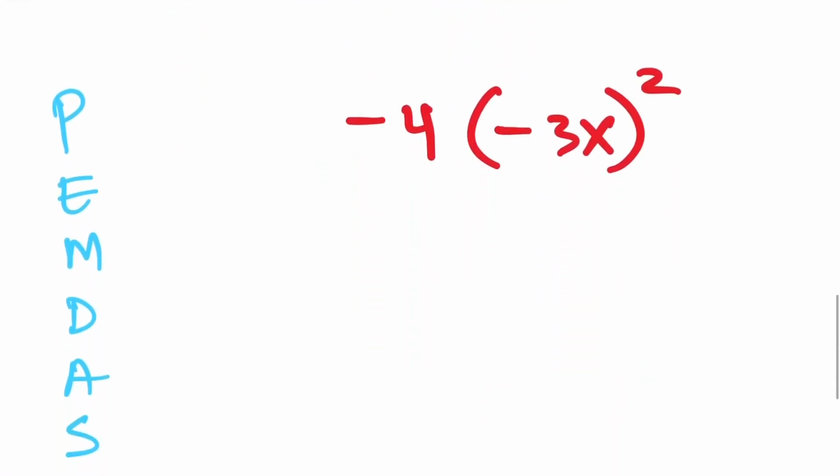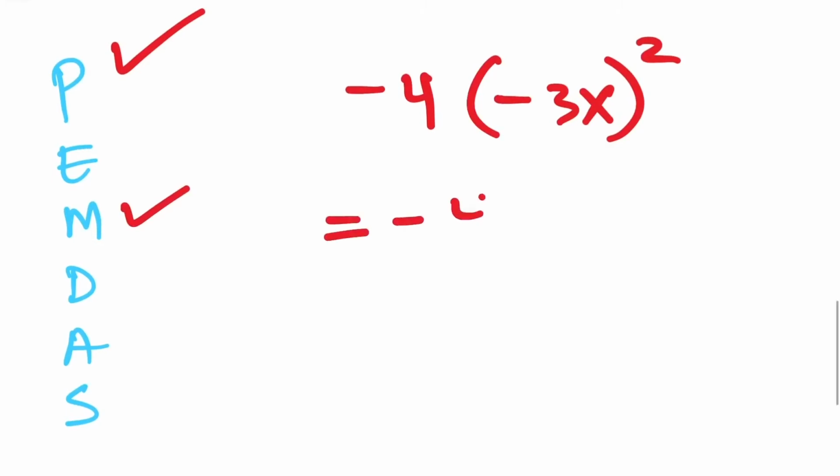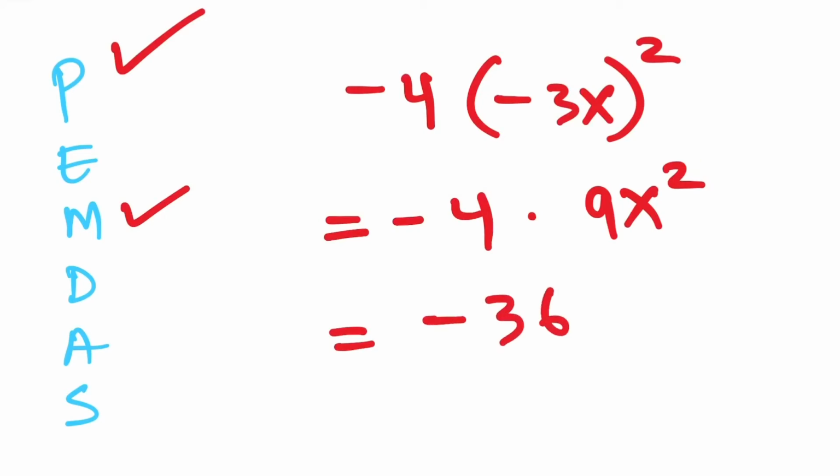Because we have to follow PEMDAS. So it says you have to take care of the parentheses first, then you'll be able to multiply, okay? So let's do that. Negative 3x, whole squared, is going to be positive 9x squared. Two negative signs give you a positive sign, okay? So negative 4 times 9x squared is going to be negative 36x squared.